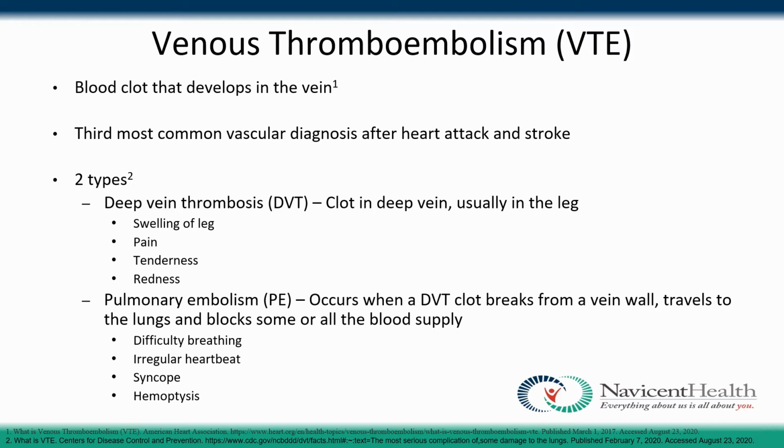Pulmonary embolism, also known as PE, occurs when the DVT clot breaks from a vein wall and then travels to the lungs, where it can block some or even all of the blood supply. Symptoms of PE may include difficulty breathing, irregular heartbeat, syncope, or hemoptysis.